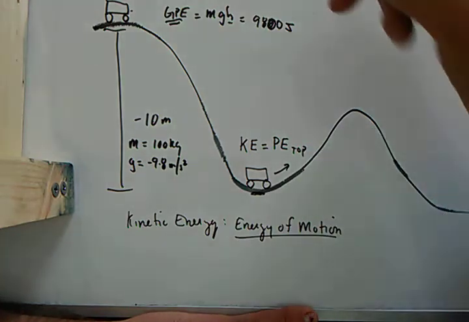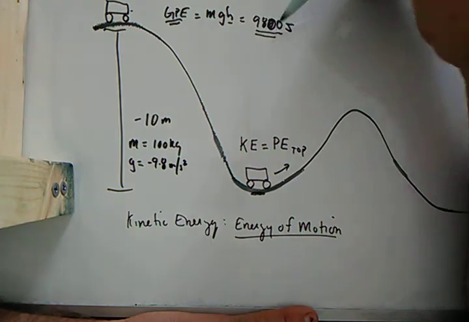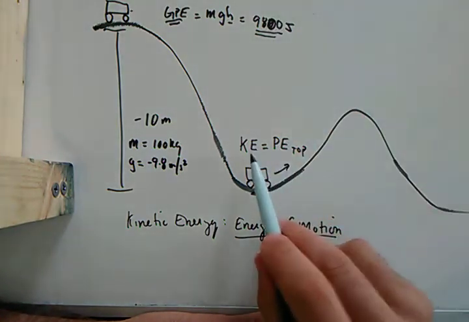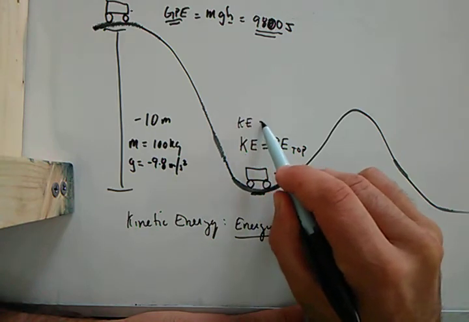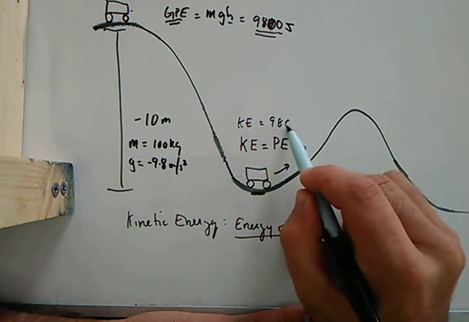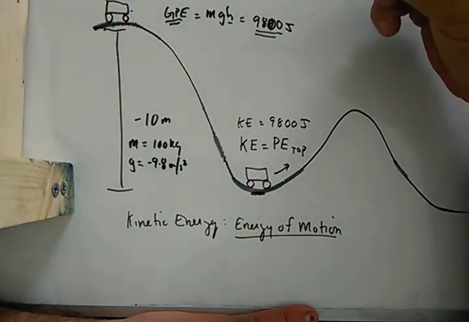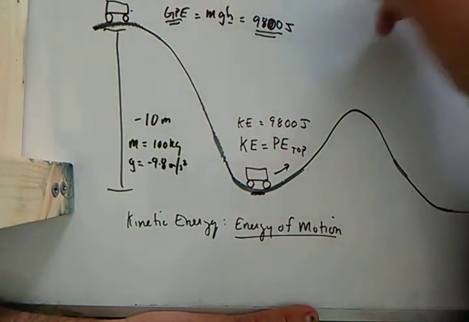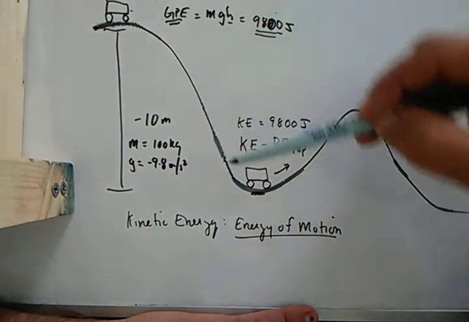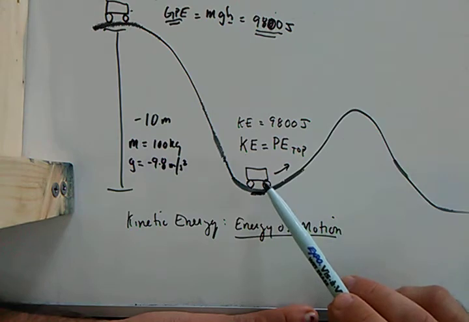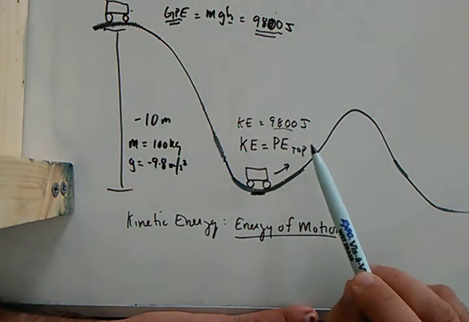Whatever potential energy we had up here, and I think we had 9,800 joules of energy at the top, the kinetic energy now is equal to 9,800 joules. So here's the deal. I gave it energy to start with. I gave it 9,800 joules. It's gone down the roller coaster. It's lost potential and gained kinetic. And now it's got all kinetic and no potential.